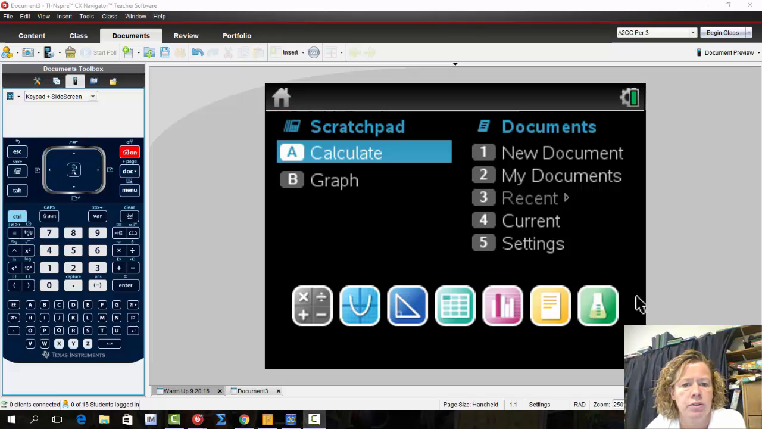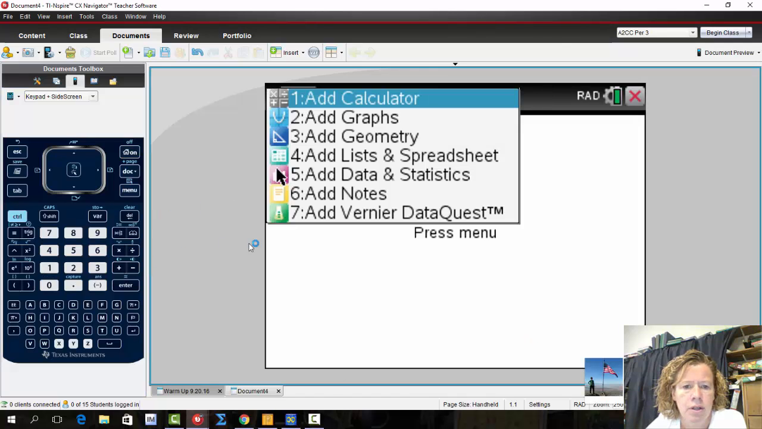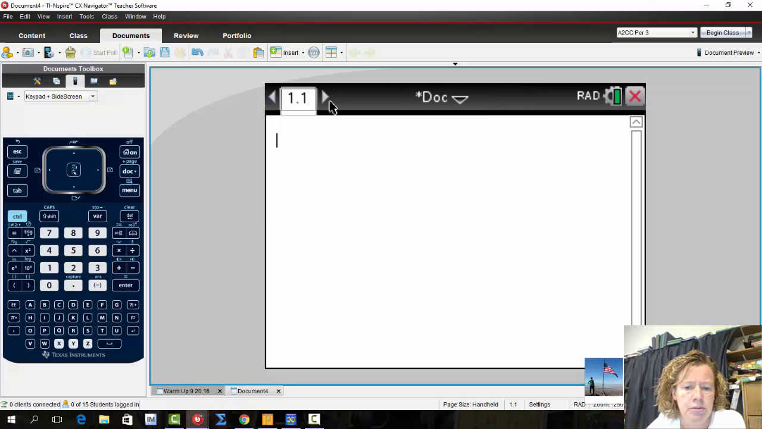Tonight we're going to focus on the calculator pages and the graph pages. You've seen much of those before, so it'll be a real quick overview and maybe a couple of surprises thrown in. So what I'd like you to do on your calculator at home is start a new document. And we'll start with our calculator app. And so here I have a blank page.